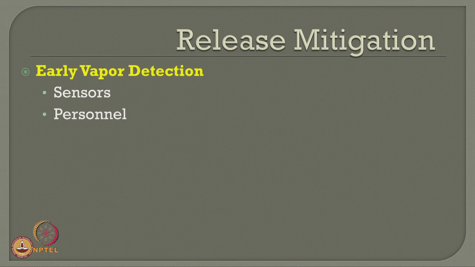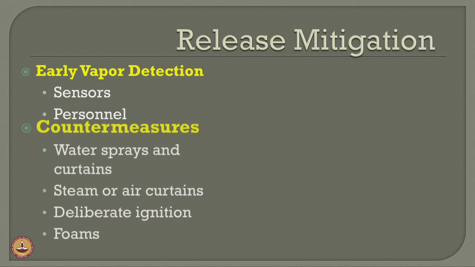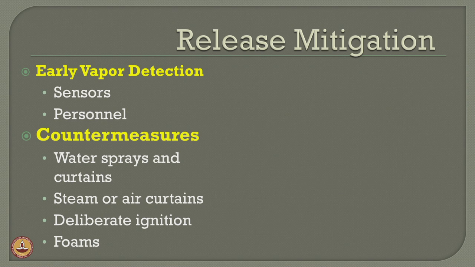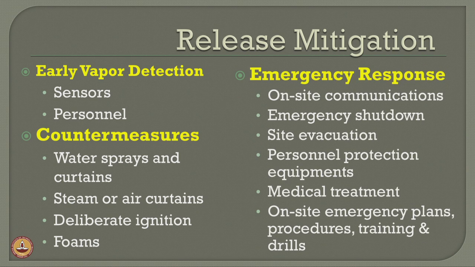Further, one can also look at early vapor detection schemes like providing sensors and personal devices, so that one can detect any vapor release as early as possible, before it is dispersed in the environment. One can also look at countermeasures like water sprays and curtains, installing steam or air curtains in the process sector, look at deliberate ignition, or look at foams which can be used for mitigating or controlling the dispersion of the release in the environment. Of course, we look at the emergency response.